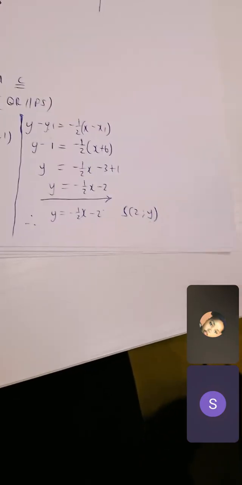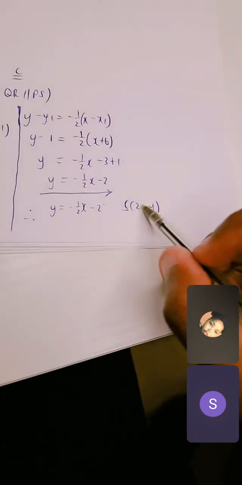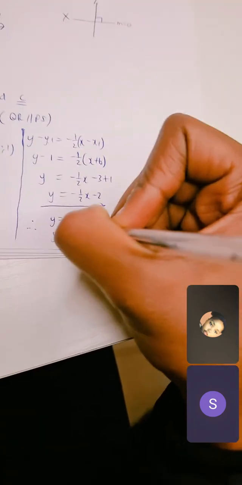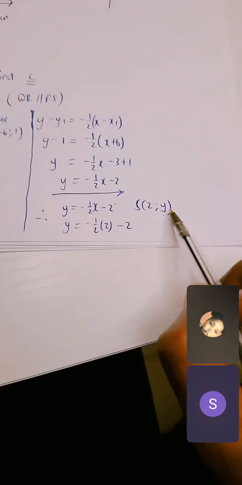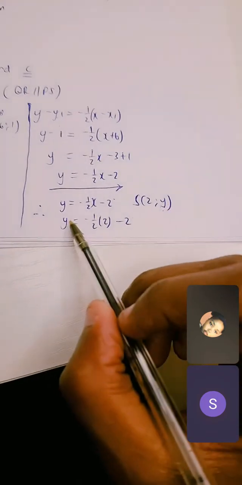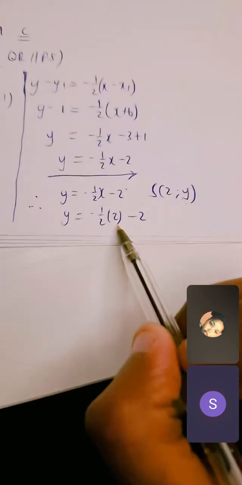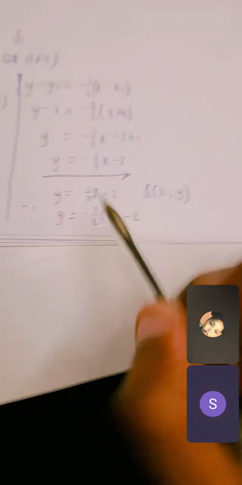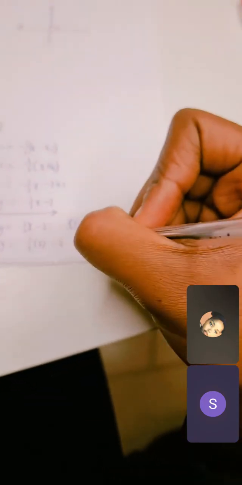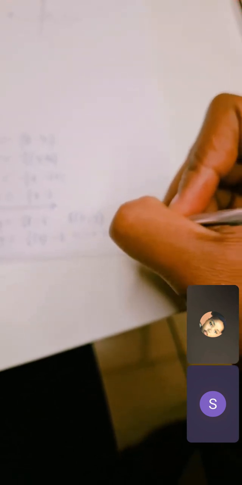Is that when you solved it, you got 0? No, if you want to find y, we're just going to find the corresponding y value that we get, and that is the y value we substitute there. So -half times 2 gives us -1, and 1 minus 2 is -3.